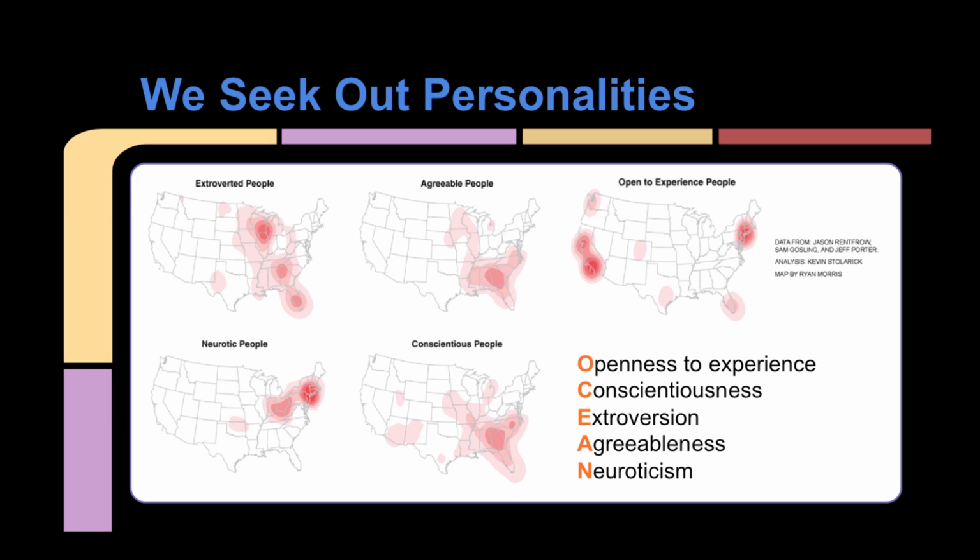And what they have found with the OCEAN personality types here, with each map specific to one aspect of the OCEAN types, you can see that there are clusters in different regions, which are all different. A couple of regions overlap in different areas, but by and large, there are different personalities for different cities.